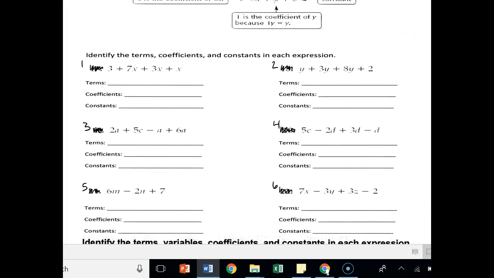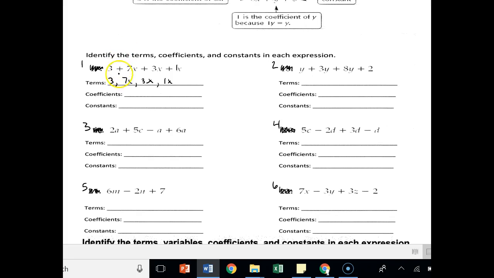It says, identify the terms, coefficients, and constants in each expression. So the terms in this one, very simple. It's just everything that's separated by a plus sign. So 3, 7x is a term, 3x is a term, and x is a term. You could even say 1x. You've got to get used to writing that 1 in front of there. So we have 4 terms.